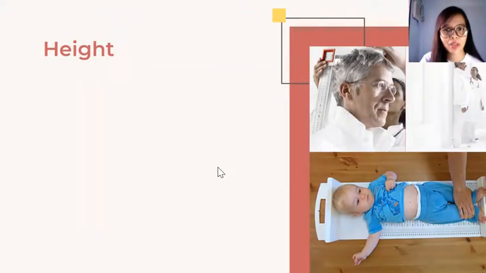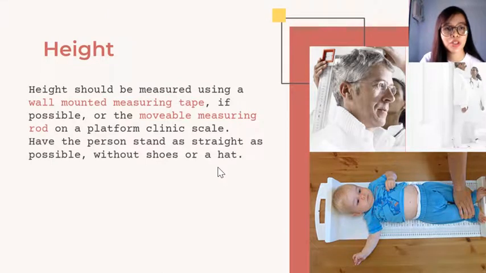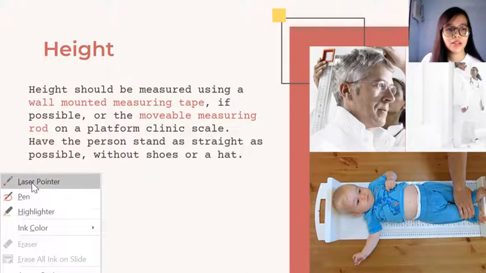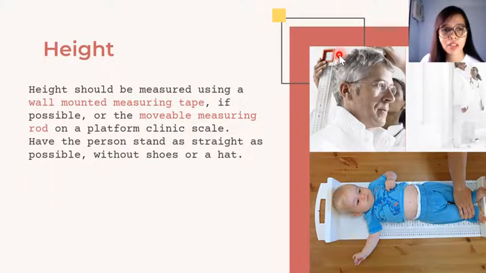We have the height. Height should be measured using a wall-mounted measuring tape, if possible, or the movable measuring rod on a platform clinic scale. Have the person stand as straight as possible without shoes or a hat, like the one shown in the picture. This is your movable measuring rod. Actually, if you work as an emergency room nurse, you will immediately take the patient's weight and height using this one.